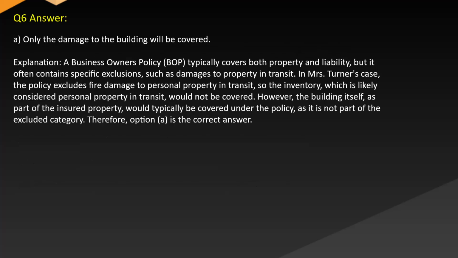Answer A. Only the damage to the building will be covered. Explanation: a business owner's policy (BOP) typically covers both property and liability, but it often contains specific exclusions such as damages to property in transit. In Mrs. Turner's case, the policy excludes fire damage to personal property in transit, so the inventory, which is likely considered personal property in transit, would not be covered. However, the building itself, as part of the insured property, would typically be covered under the policy, as it is not part of the excluded category. Therefore, option A is the correct answer.